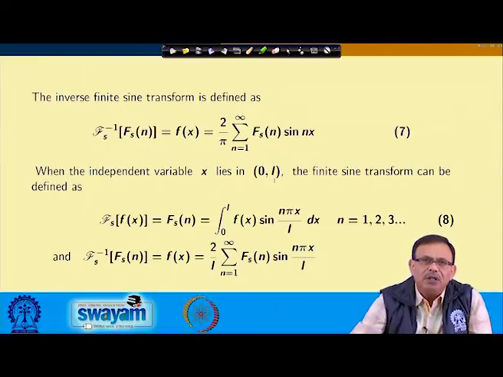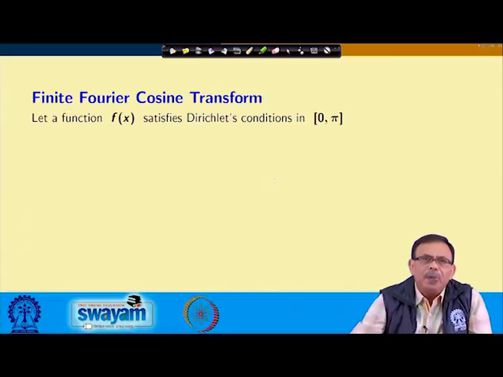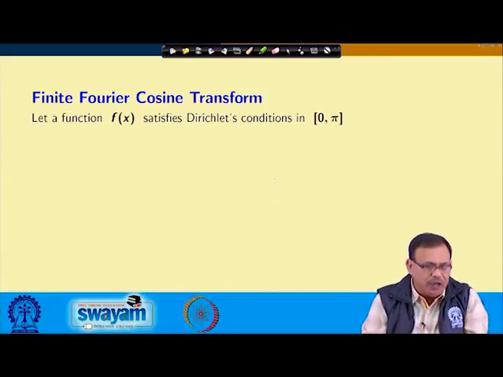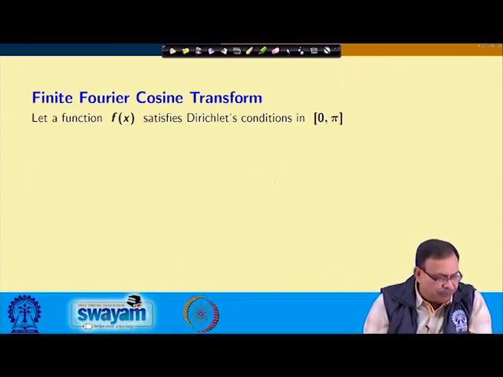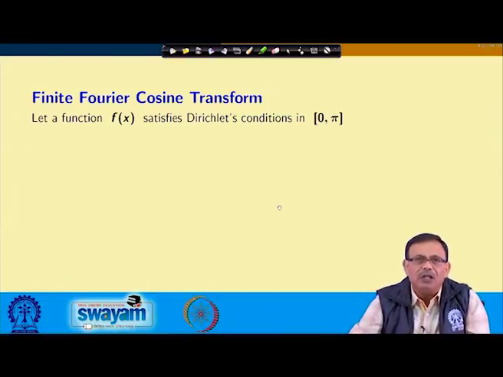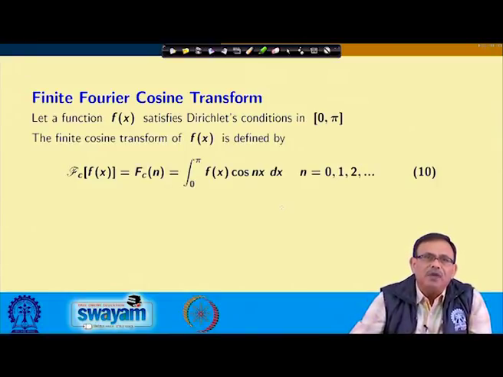In the same way, we can define the finite Fourier cosine transform, and this we can define like this. The finite cosine transform of f x is f c n equals integral 0 to pi f x cos n x dx. N varies from 0, 1, 2. Only change here, n is from 0, 1, 2. For the Fourier sine case, it was n equals 1, 2, 3 like this.